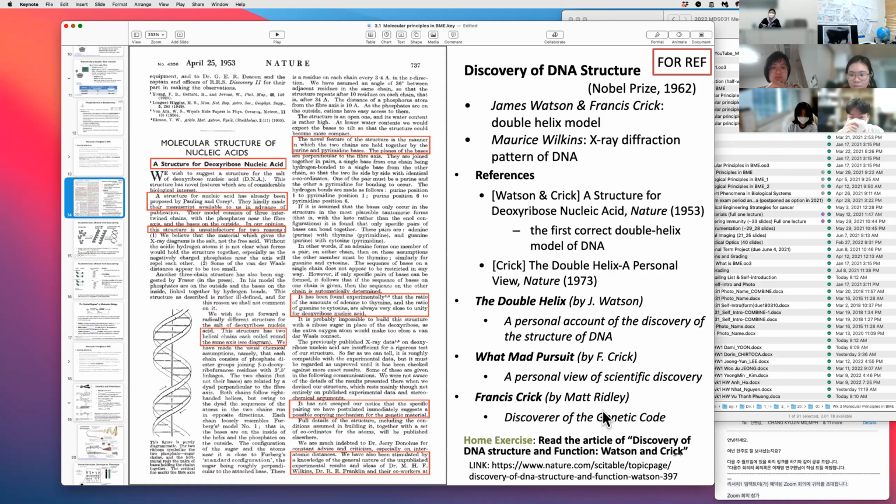Yeah. So I'll just show you this. I just love these books. What a Mad Pursuit, which is about Francis Crick. And James Watson wrote a huge bestseller, The Double Helix. And even Francis Crick wrote Life Itself: Its Origin and Nature. I mean, these are all fascinating books.